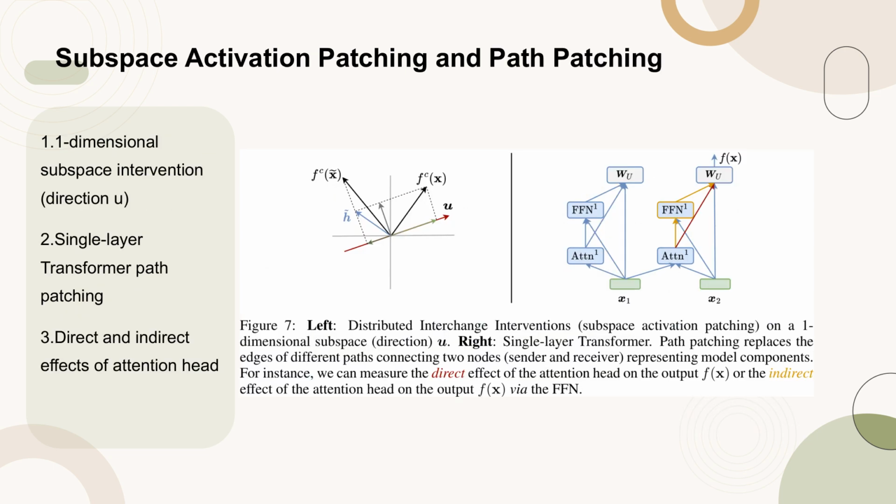Figure 7 illustrates the concept of distributed interchange interventions, subspace activation patching, on a one-dimensional subspace, represented by direction U on the left. This method allows for fine-grained intervention by replacing the orthogonal projection of activations. On the right, the figure shows a single-layer transformer, where path patching is used to replace the edges of different paths connecting model components. This technique enables the measurement of both direct and indirect effects of an attention head on the model's output, either directly or via the feed-forward network, FFN.